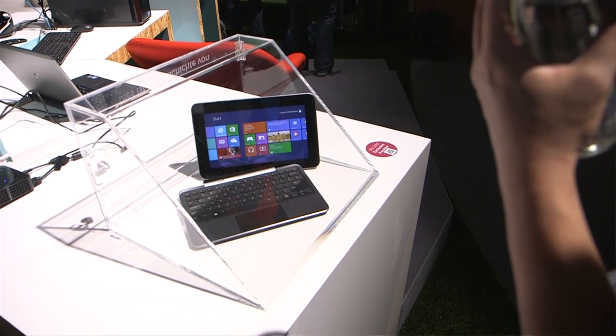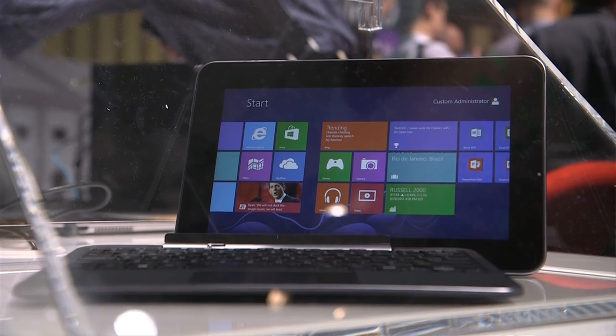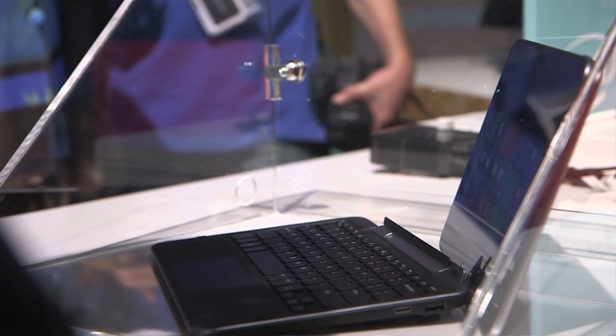No price details or release details are being announced yet. This is just our very first look at all three of these new XPS products.